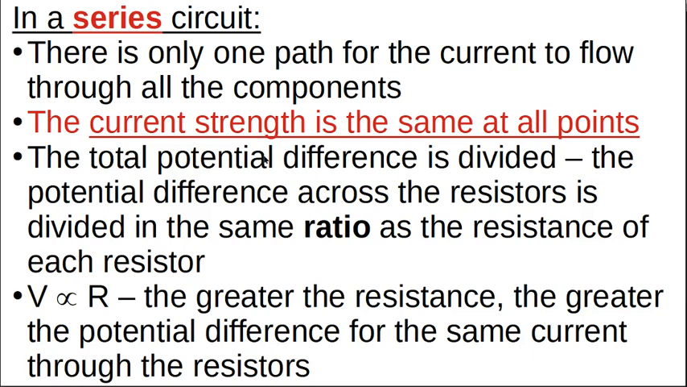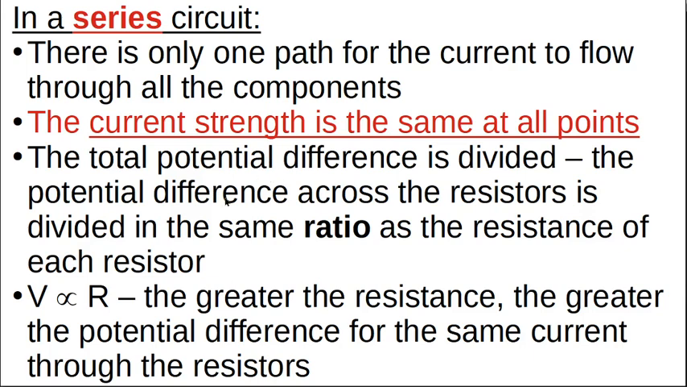However, in a series circuit, the potential difference or the voltage, whenever you see potential difference, sometimes in your mind you can go potential difference is voltage. We use the term potential difference because it's more accurate, but you're going to measure it in volts. So just like I said, the current strength is the same at all points. The amps are the same at all points. If the potential difference is divided, the volts are divided, okay?